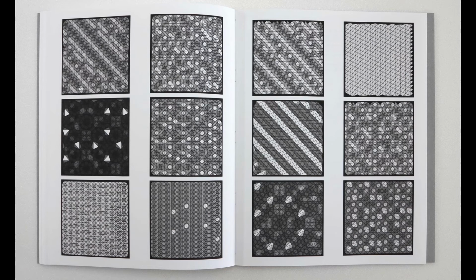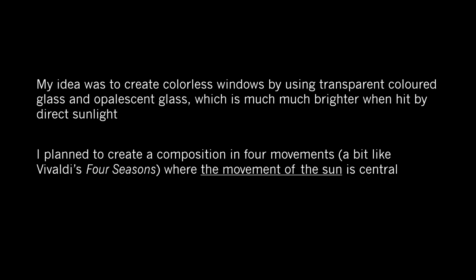And so my idea for the project was to create colorless windows by using different types of glass, transparent and opalescent. And the opalescent glass is much brighter when it's illuminated by sunlight. And so I created a composition in 4 movements, because there are 4 facades in the church. You will see the pictures after. And the sun was kind of the conductor of the orchestra for the whole project.